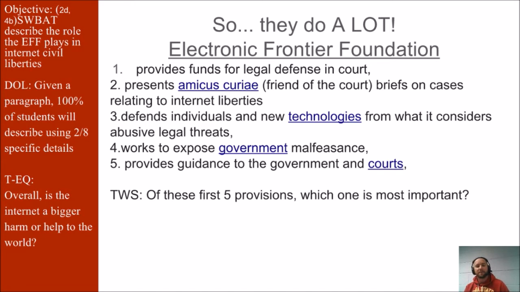So, the EFF, they do a lot. It stands for the Electronic Frontier Foundation. So here's just 5 things they do, and I'm going to have a think, write, share of these first 5 provisions, which one is most important.